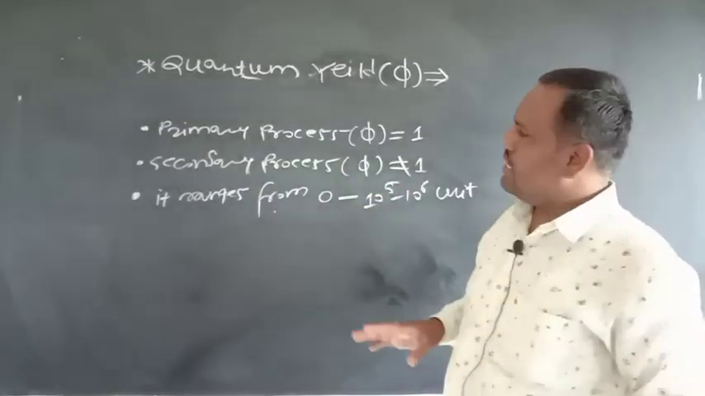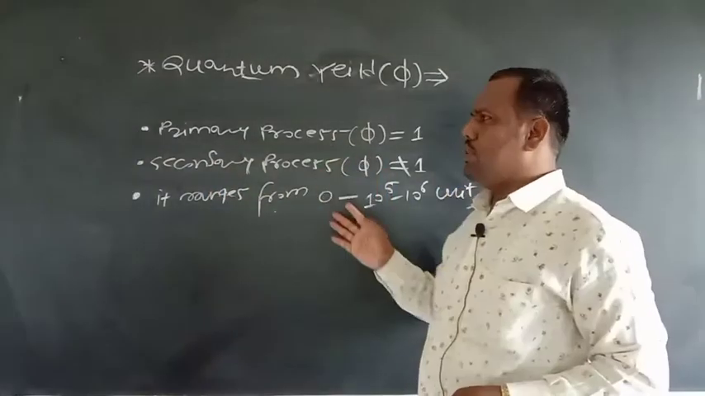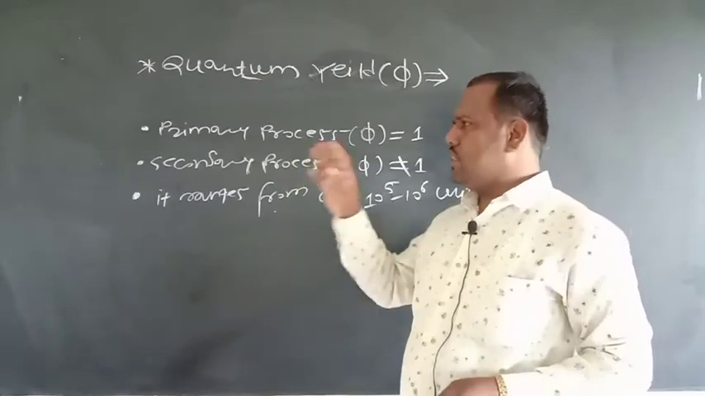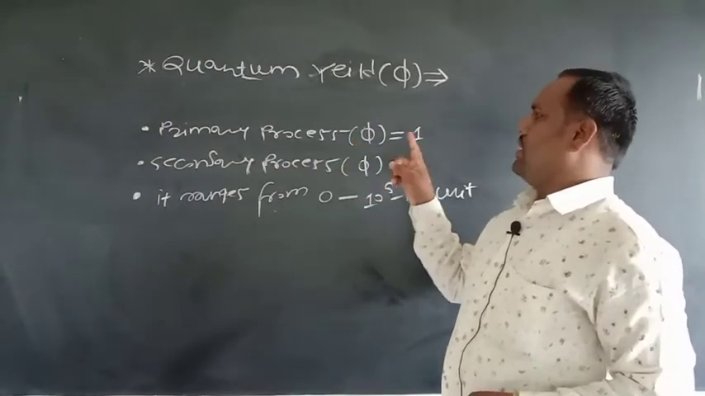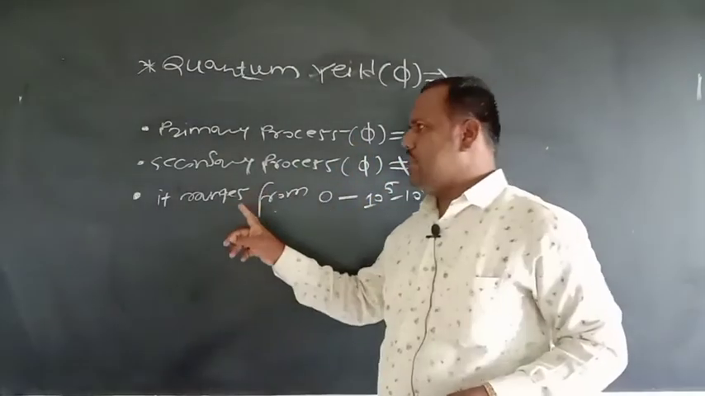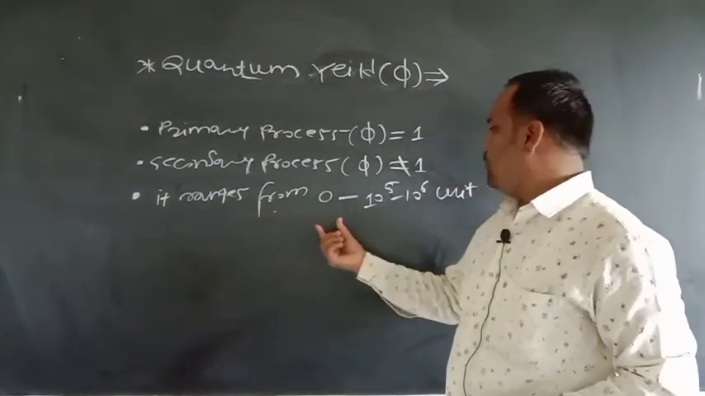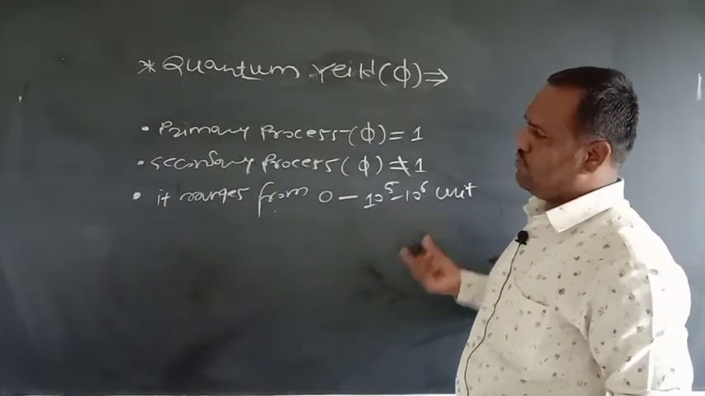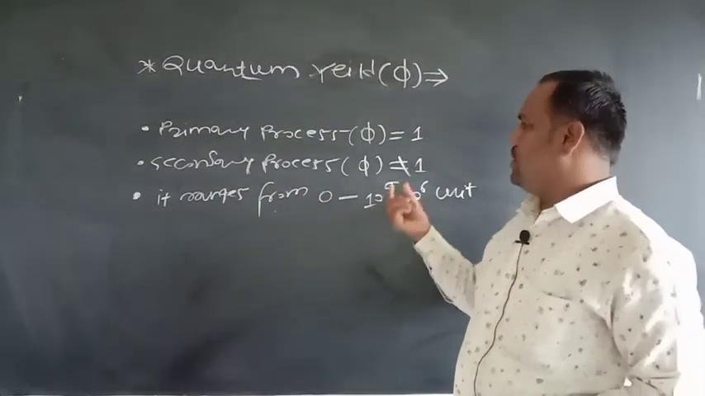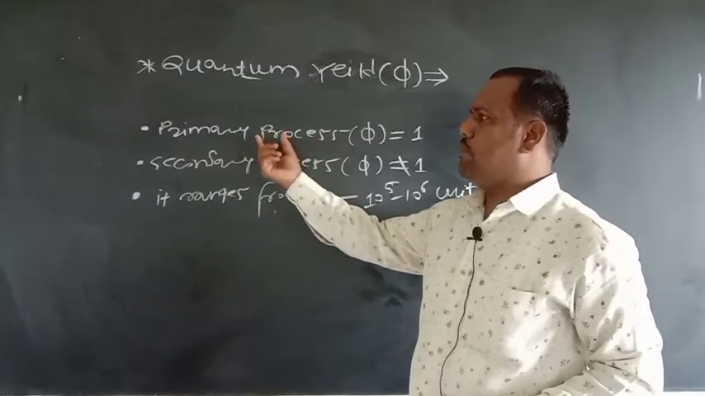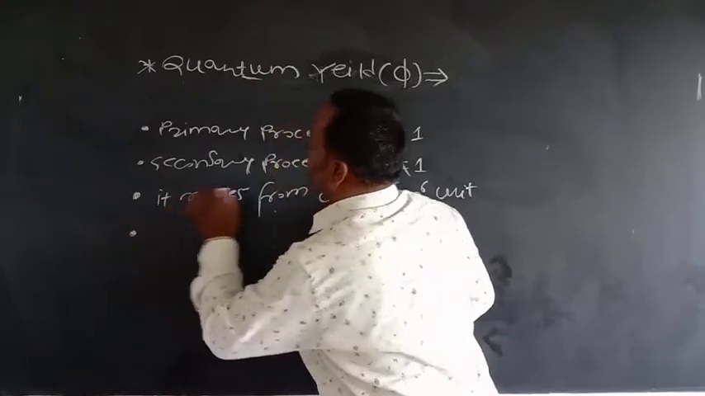So according to the Stark-Einstein law, when a molecule absorbs light radiation, goes into the excited state and converts into the product, this reaction is considered as primary process. For primary process, the quantum yield is equal to unity, but for secondary process the quantum yield is not equal to unity, and it ranges from 0 to 10 raised to 5 to 10 raised to 6 units. So it will show large deviation from unity as the process changes from primary to secondary process. This is the important point regarding the quantum yield.